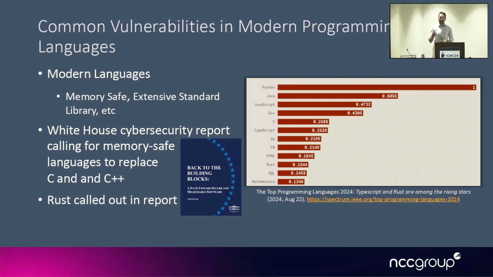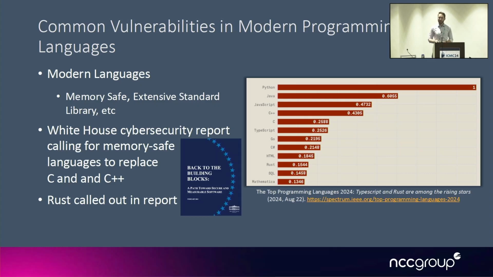There was an interesting report by the White House published in February of this year, so a few months ago, which explicitly called for memory-safe languages to replace C and C++. There's a link to the report in the slides. And in that report, the programming language Rust was explicitly called out as being a very viable option to replace C and C++.